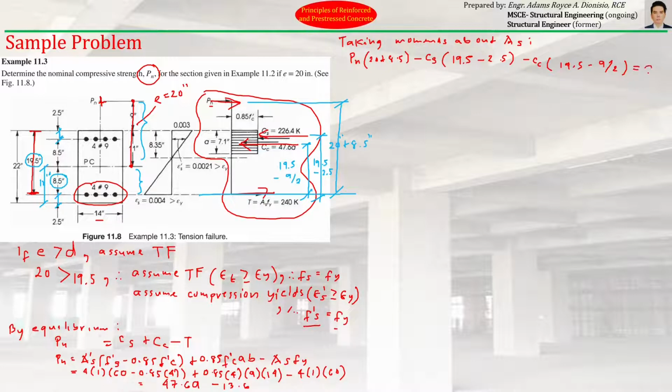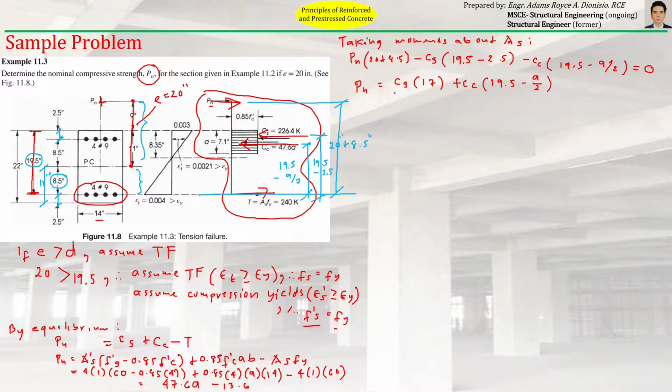Okay? So gawin lang natin siguro silang in terms of PN. So this will be PN is equal to, lipat lang natin yung mga terms sa kanan, CS times 19.5 minus 2.5, simplify ko na. That is 17. So magiging plus CC 19.5, di ko siya mag-simplify. 19.5 minus A over 2 divided by 20 plus 8.5. Okay. And then, substitute the corresponding values na lang.